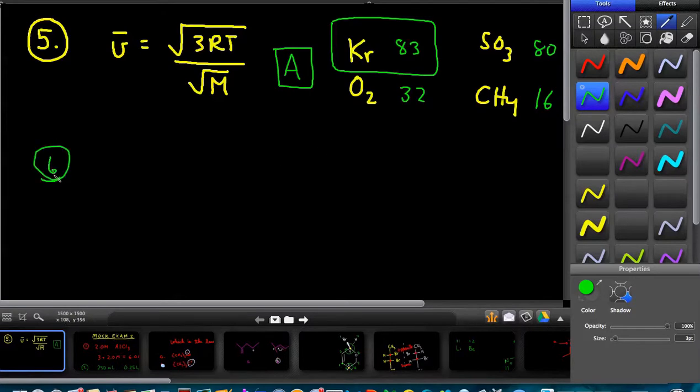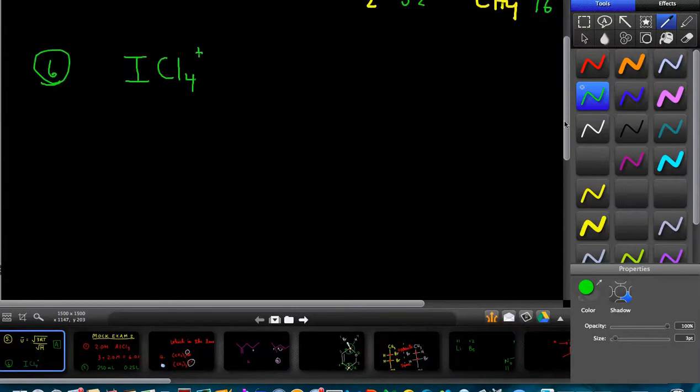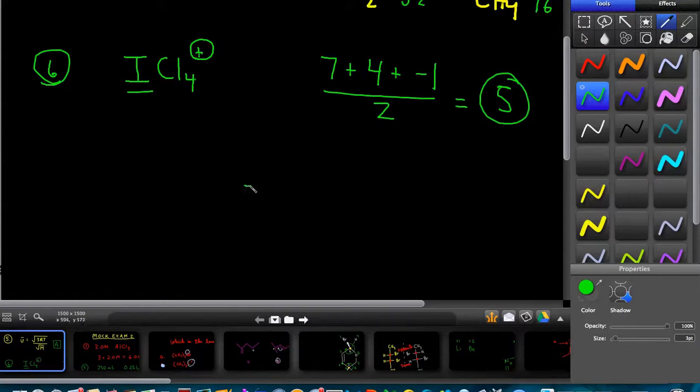Number 6. Molecular geometry of ICl4+. So the way that I prefer to do these is the easiest way. Central atom is going to be iodine that has 7 valence electrons. There are 4 atoms bonded to it, and I have to subtract 1 because I've lost 1 electron. And there are 2 electrons in every bond. This means there are 5 areas of electron density. That is going to be the trigonal bipyramidal family.